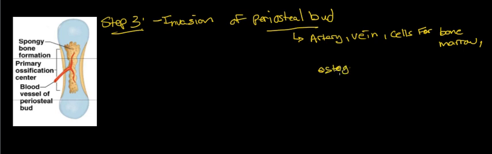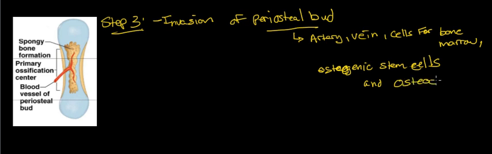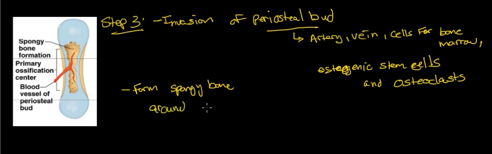Osteogenic stem cells and osteoclasts. And this is going to help with more bone formation and bone remodeling to begin with. And what that's going to do is form spongy bone around the remaining cartilage matrix. So whatever cartilage matrix hasn't deteriorated to form that cavity, spongy bone is going to begin to form around that remaining cartilage matrix.